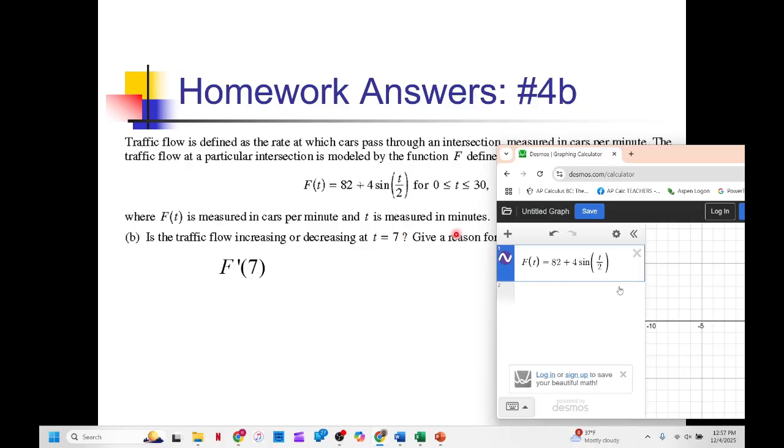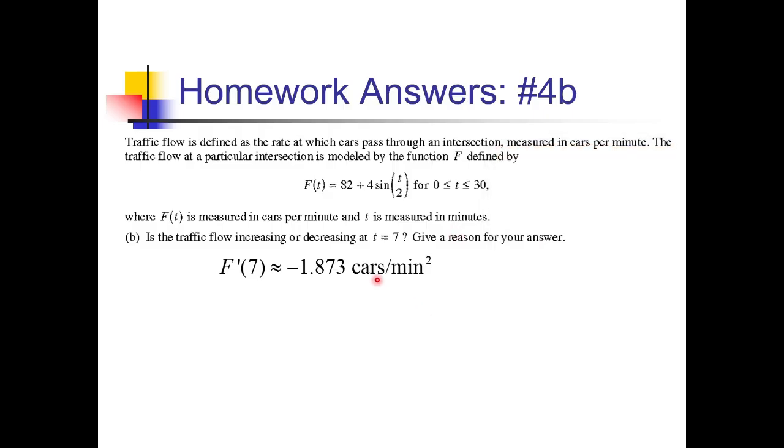Let's now do f prime of 7, and that comes out to about negative 1.873. And that's cars per minute squared, those units. Now the key here is that this is a negative number. Since that's less than 0, that tells us that the traffic flow is decreasing at 7 minutes.